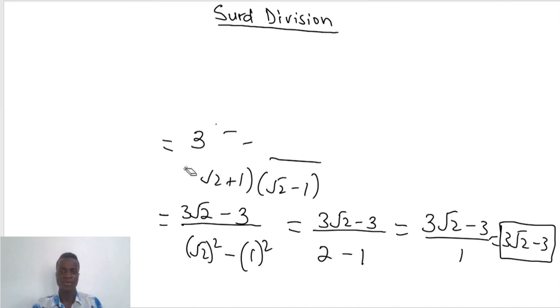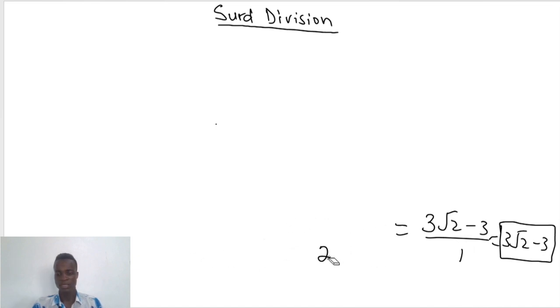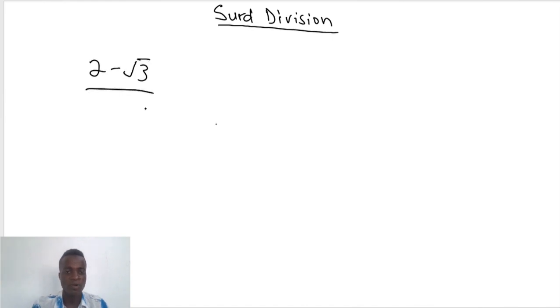Now I'm going to use another example where both the top and the denominator have surds. So let me say 2 minus root 3 all over 2 minus root 2. Yeah, this is okay. Later you can solve questions from your textbooks. So, 2 minus root 3 over 2 minus root 2.